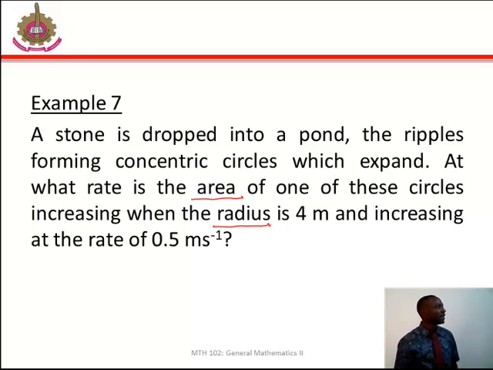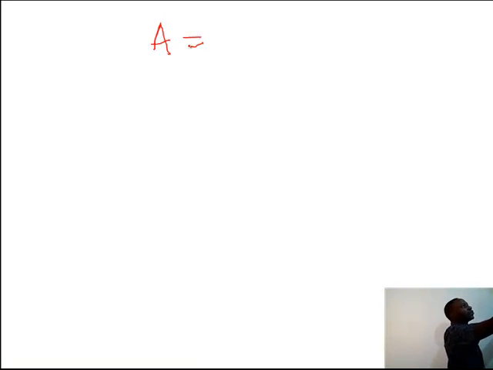From there, we can find our answer, which says at what rate is the area of one of these circles increasing when the radius is 4 meters and increasing at the rate of 0.5 meters per second. Now, let's solve this particular problem. From the question, the formula for the area is going to be pi r squared.